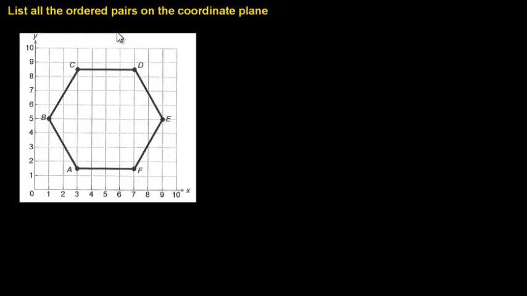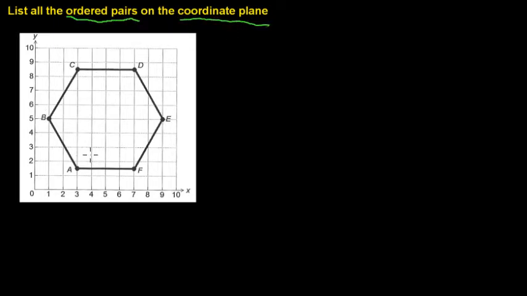Let's talk about this question right here. It says list all the ordered pairs on the coordinate plane. Before we can answer this question, we really have to unpack what it's saying. So we need to talk about what ordered pairs are and what a coordinate plane is.